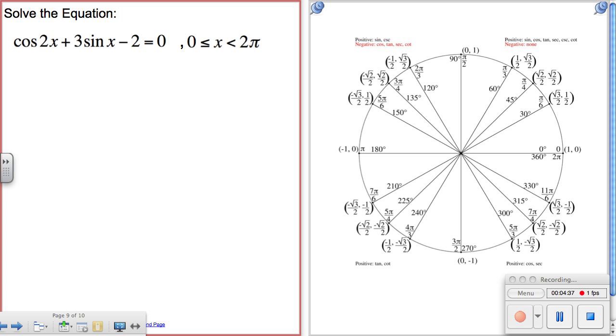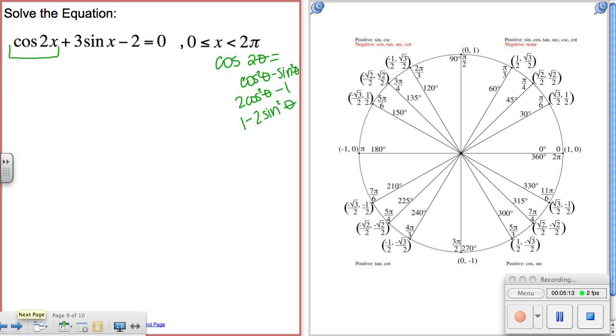Same idea, cosines and sines, nothing in common to factor out. It's already equal to 0, but I see cosine 2x. Now, I have a couple different double angle formulas I can use for cosine. If you remember some of those double angle formulas for cosine of 2 theta, I can have cosine squared minus sine squared. I can use 2 cosine squared minus 1, or 1 minus 2 sine squared.